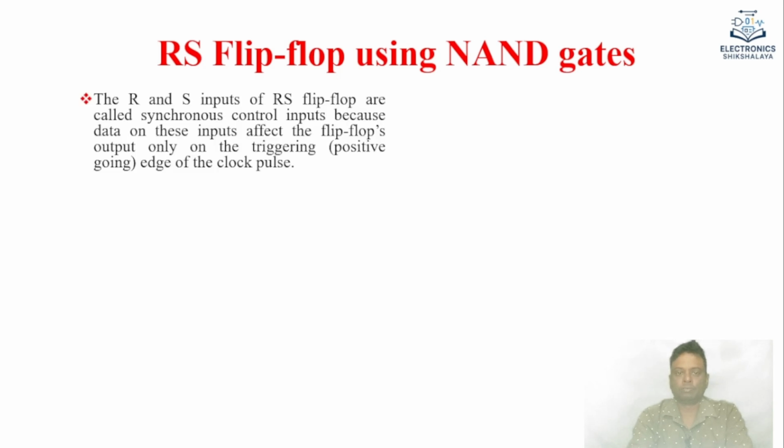The RS flip flop has two inputs, R and S, which are called the synchronous control inputs, because the inputs affect the flip flop's output only on the triggering edge of the clock pulse. Why is it called synchronous? Because the output changes with respect to the clock signal. Whenever there is an edge of the clock, the output will change. That is why they are known as synchronous control inputs.